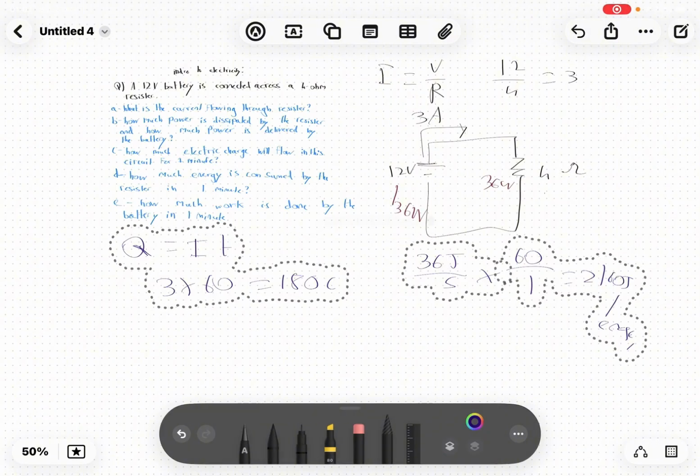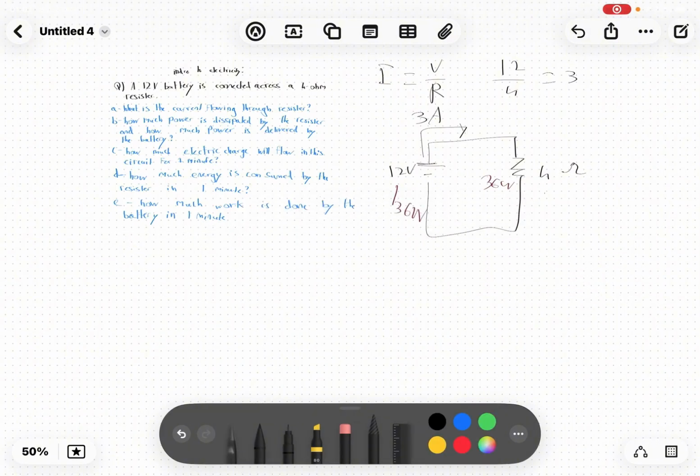And then how much work is done by the battery in 1 minute? So we know that work done is equal to Q times V. Basically what this question is asking is how much work can a 12-volt battery do when there are 180 coulombs going through that battery, and how many joules can flow.